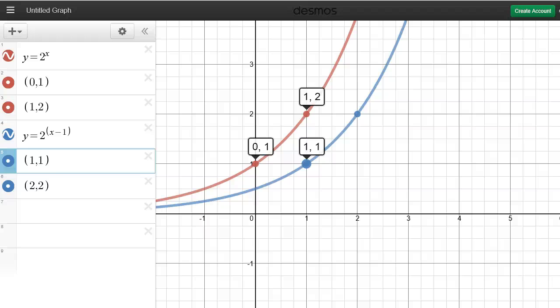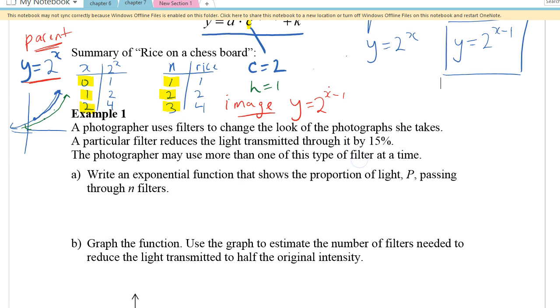Alright, so moving over to my first example here: a photographer uses filters to change the look of the photographs she takes. A particular filter reduces the light transmitted through it by 15%. So to get a sense of what's going on, we've got some amount of light shining, and then it hits a filter. I'll make this filter look yellow here. Not all the light gets through, only 85% of it. So if the beginning amount was 100% of the light, after it passes through that filter, we only have 85% of the light.